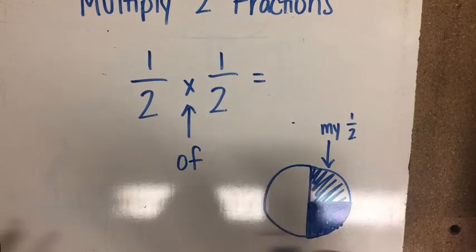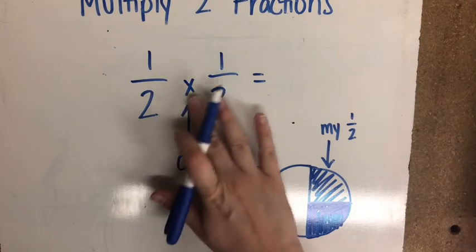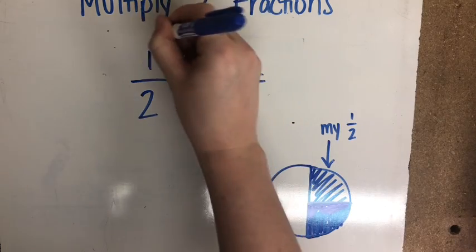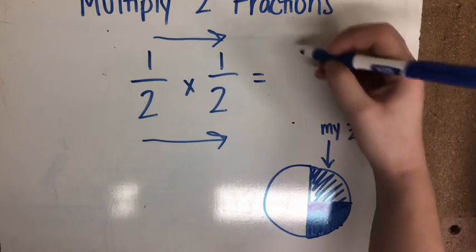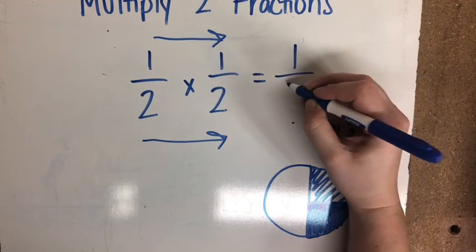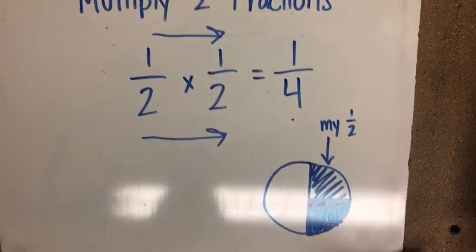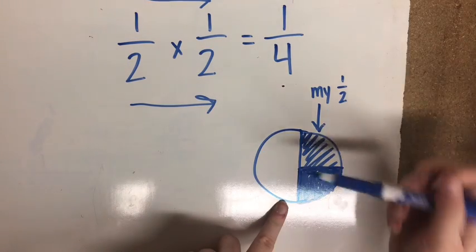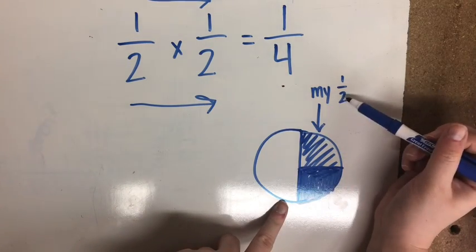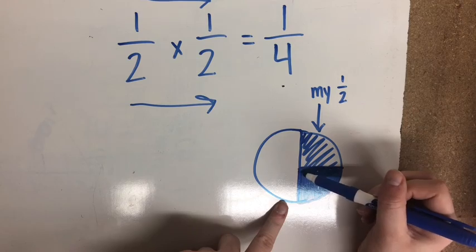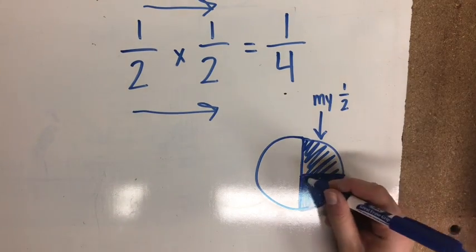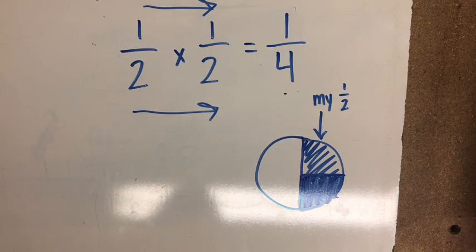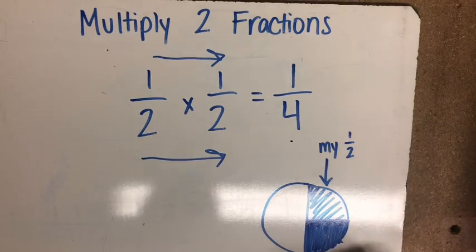Okay, so if I were to multiply 1/2 times 1/2, and I follow the process of multiplying the numerators and the denominators, I get 1/4. And if you look back at my example here, when I originally took half of the pizza for myself, and then I found, well, what was half of that half? It is 1/4 of the pizza. Okay? Let's do a few more examples.